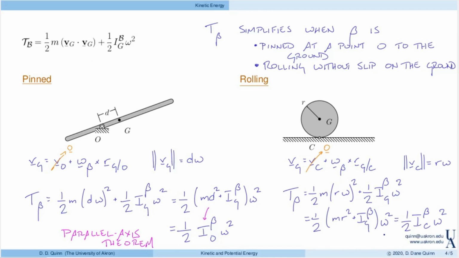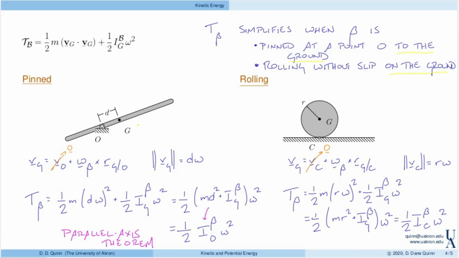So in these two cases, the kinetic energy simplifies considerably. Once again, we use the parallel axis theorem to go from here to there, and we end up with 1/2 times the moment of inertia about either the pin joint or the contact point times omega squared. Now, I will emphasize that these only work when the point O is pinned to the ground, or it rolls without slip on the ground. That ground part is really important. Ground is an inertial space.